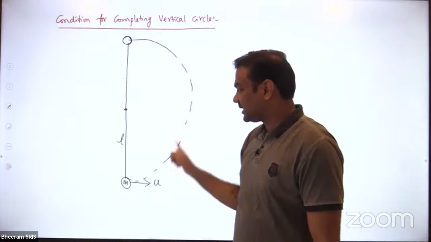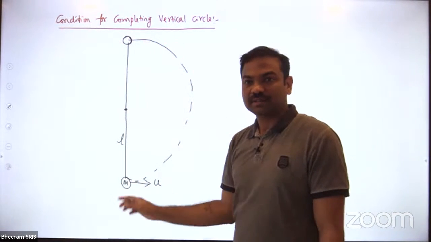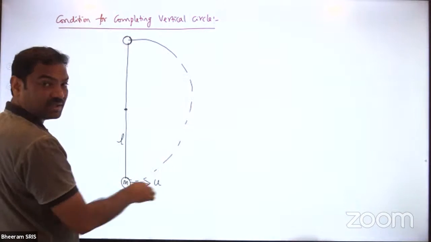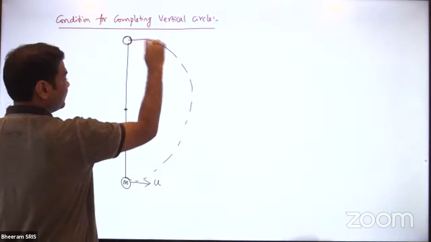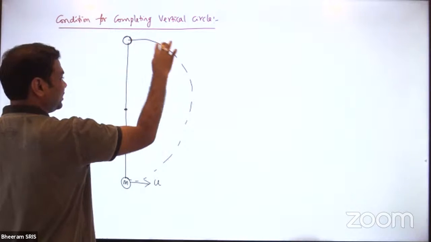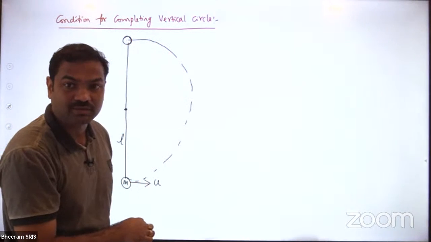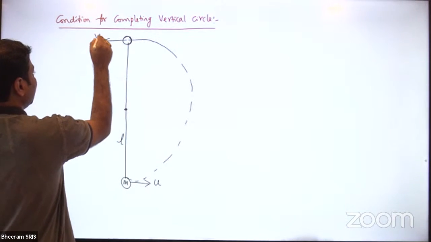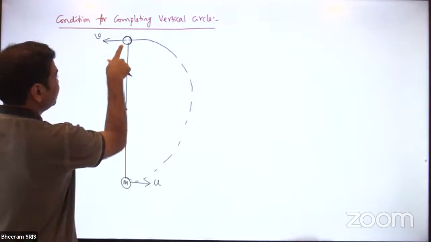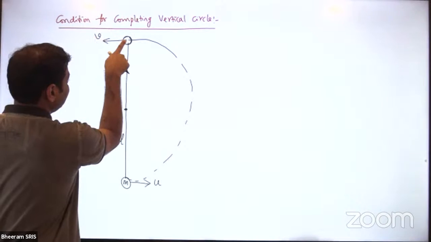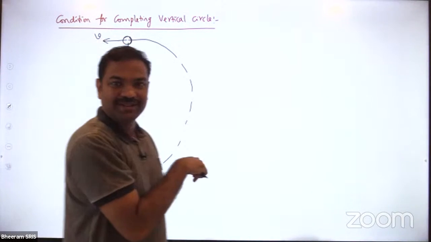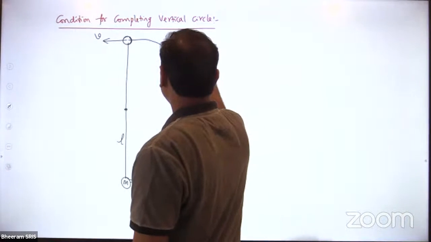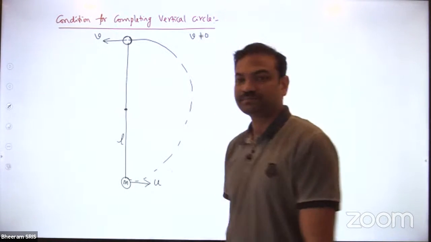So in this entire journey, the rightward half of the circle, at all these points, tension should not be equal to zero. Am I right? So that means it will reach the highest point with some velocity v. Velocity should not be zero. If velocity is zero, then it will fall down. It should have some velocity, so the v value should not be zero.